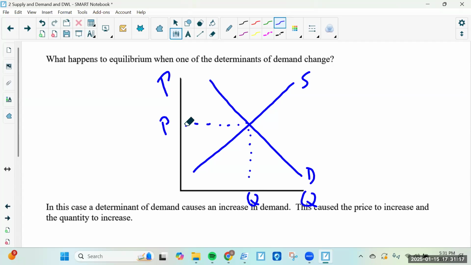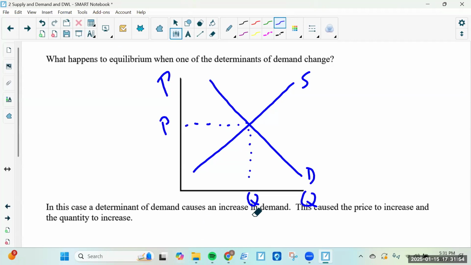But then something happens. One of those determinants occurs. Consumer incomes go up or down. Price of a complement goes up or down. Price of a substitute goes up or down. Expectations about the price. Maybe we expect the price to go up. Maybe a hurricane goes through the Gulf, and everybody has to evacuate the oil wells in the Gulf, and so we're not producing oil. And since we all know that when there's not as much oil out there, the price goes up, what do we do today? We run out and buy it. So if you expect the price to go up, demand goes up. Anyways, so any one of those 6 determinants.